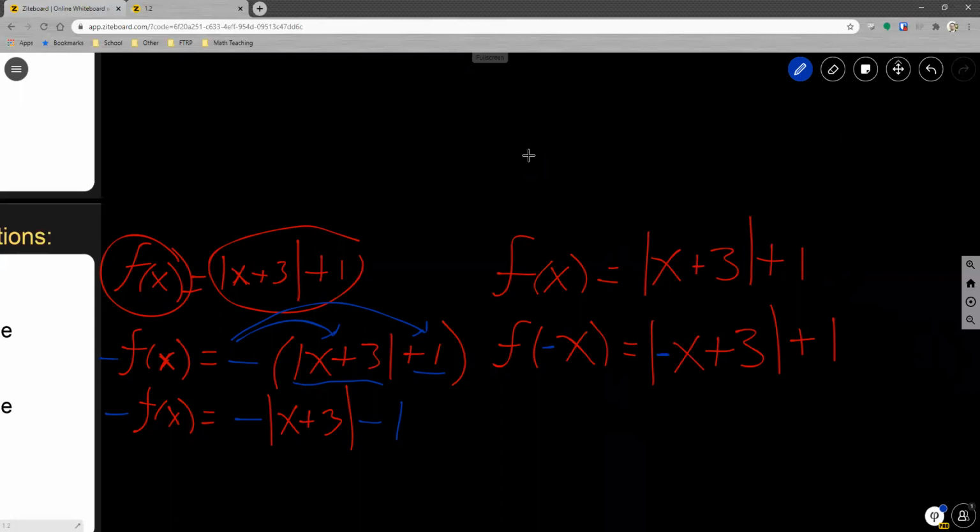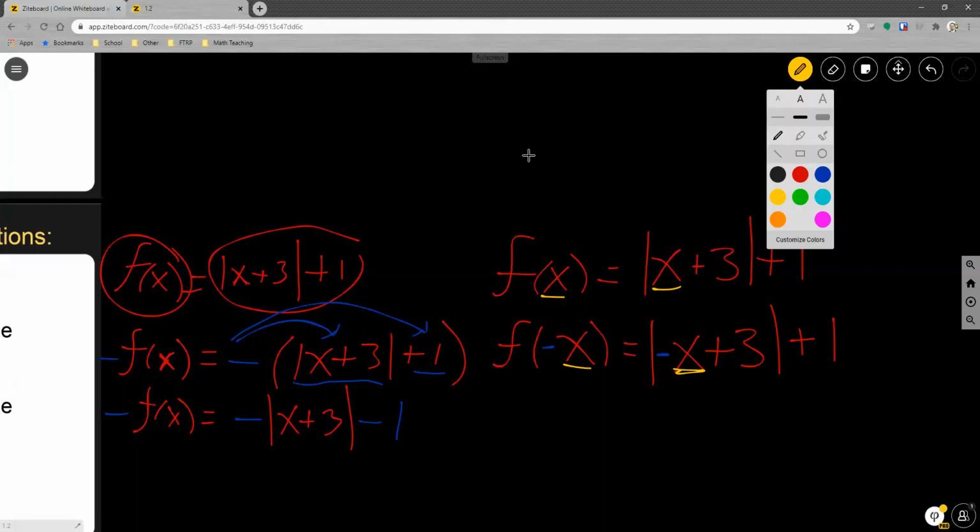So basically, when I input some value x, in the normal equation, I just put in x and then add 3 to it, and then take the absolute value of whatever that is. In this situation, I put my x in there. The x goes into the absolute value, but then I turn it into a negative x. Then I add 3 to that, and then take whatever that number is and take the absolute value of that. So that becomes my new function.